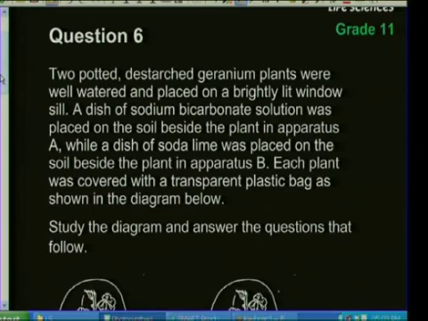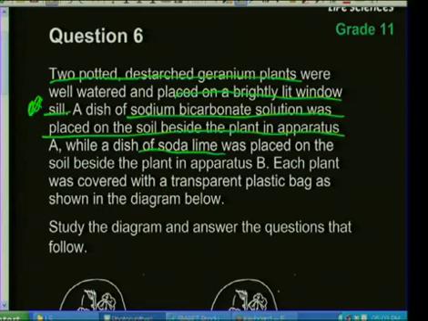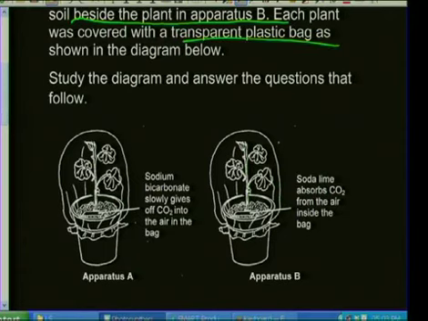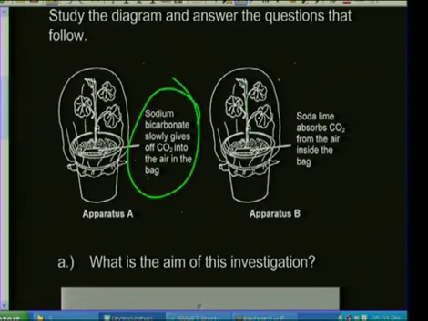we move to the last question. And this question now, again, 2 potted destarched pelargonium plants were well watered and placed on a brightly lit windowsill. A dish of sodium bicarbonate solution was placed on the soil, while a dish of soda lime was placed on the soil beside the plant in apparatus B. Each plant was covered with a transparent plastic bag as shown in the diagram.